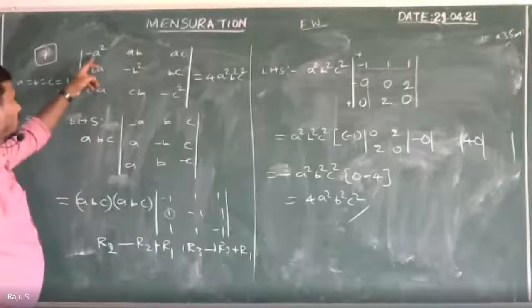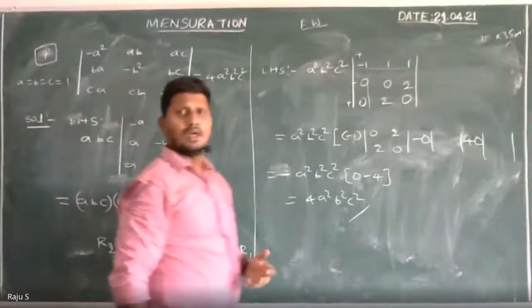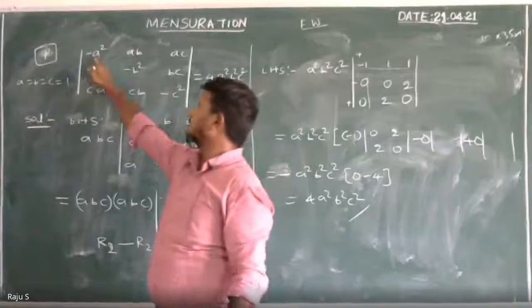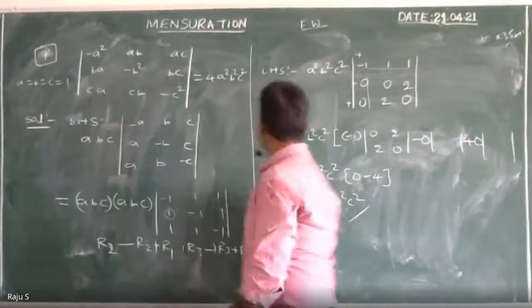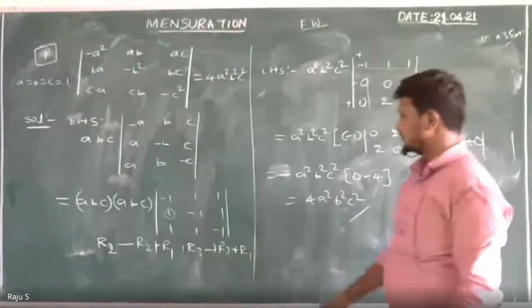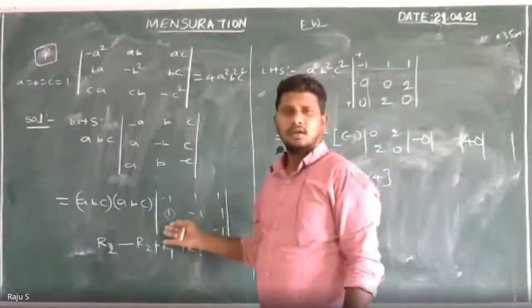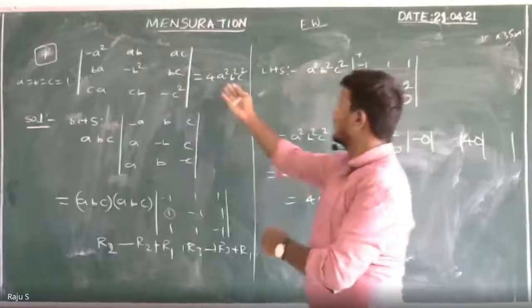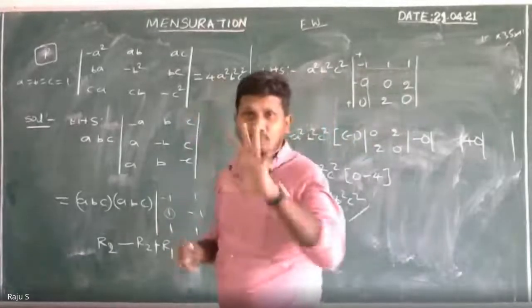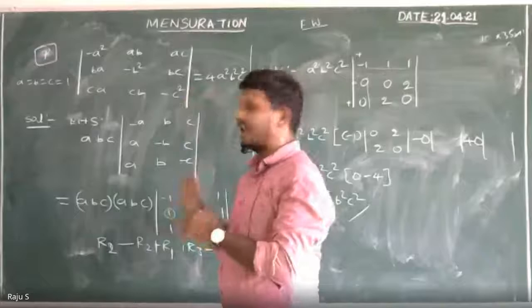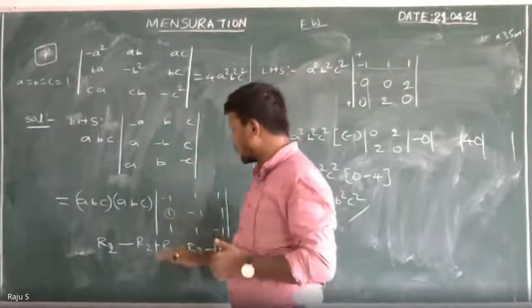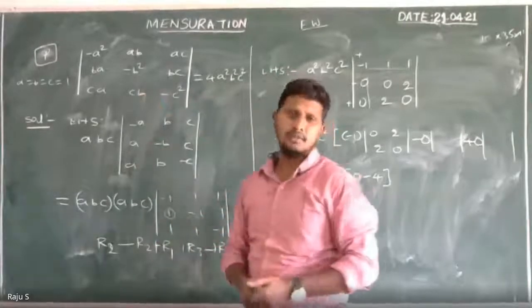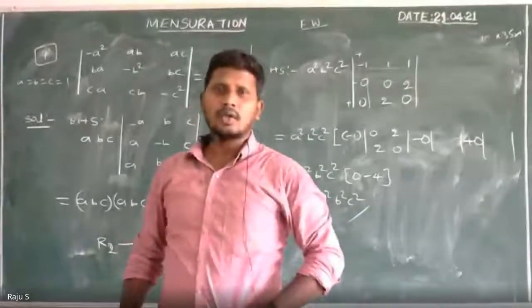That's it. A is equal to 1, B is equal to 1, C is equal to 1. So what about the determinant? Minus 1, 1, 1. We will get it like this. Now the same A is equal to 1, B is equal to 1, C is equal to 1. Substitute in RHS also. RHS value is 4. Let us see whether LHS is also 4 or not. Obviously it will be 4. Okay, like that you have to do.